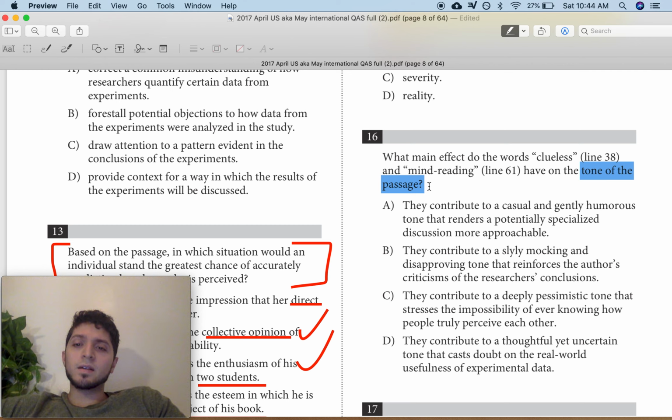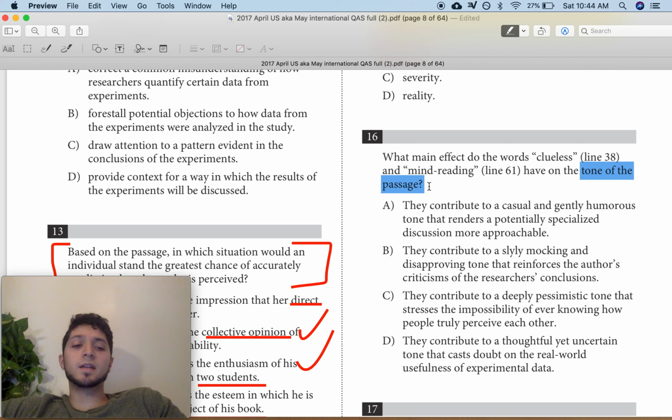So 16 here says, what main effect do the words "clueless" and "mind reading" have? When I look at "clueless" and "mind reading" in the context of an academic discussion about this psychological experiment, I'm starting to think maybe they're leaning towards being more informal. They are pretty casual, right? We got "clueless" and "mind reading." But let's go back. I just want to look first at the use in the passage, get a bigger sense of how they're used in context, and then we can go down to the answer choices and start eliminating.